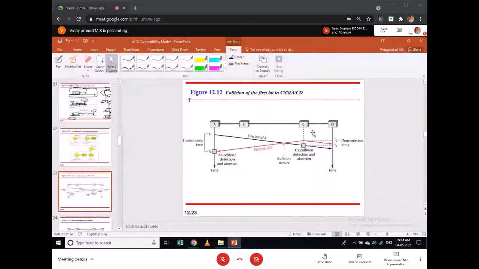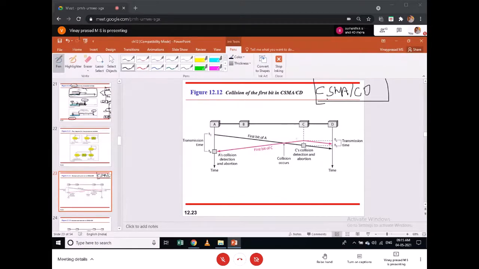So to understand what is called collision detection. So this is all about CSMA. Now we were discussing CSMA/CD. So now we would try to understand how a station will detect the collision. That is what together we call CSMA/CD.